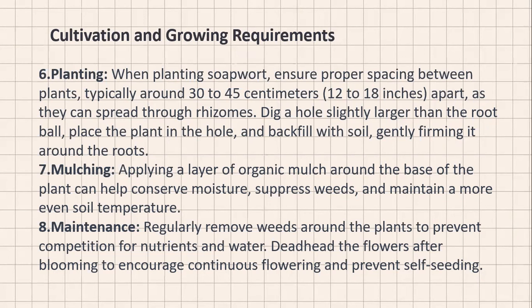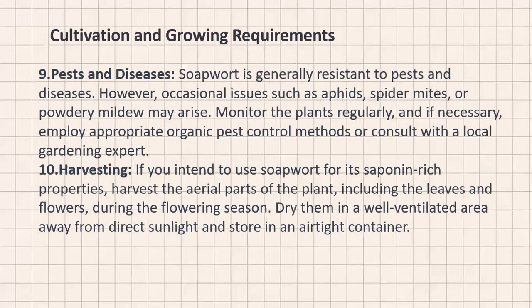Seventh one is mulching. Applying a layer of organic mulch around the base of the plants can help to conserve moisture, suppress weeds, and maintain a more even soil temperature. Eighth one is maintenance. Regularly remove weeds around the plant to prevent competition for nutrients and water. Deadhead the flowers after blooming to encourage continuous flowering and prevent self-seeding.